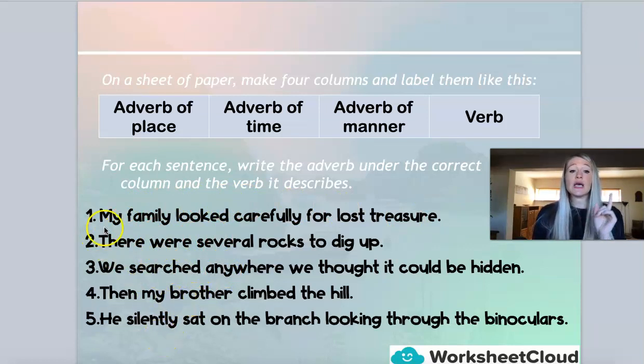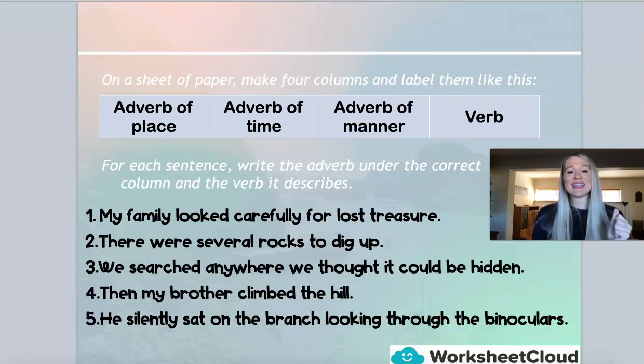So sentence number 1, my family looked carefully for lost treasure. Number 2, there were several rocks to dig up. Number 3, then my brother climbed the hill. Number 5, he silently sat on the branch looking through the binoculars. Okay, so those are your 5 sentences. I would suggest now pause the video, try it on your own because I'm going to go through the answers. Okay, now it's your turn. 3, 2, 1, go.